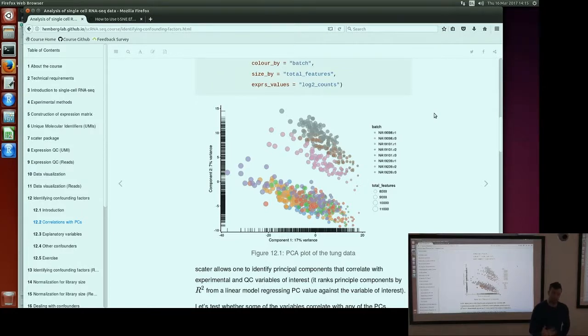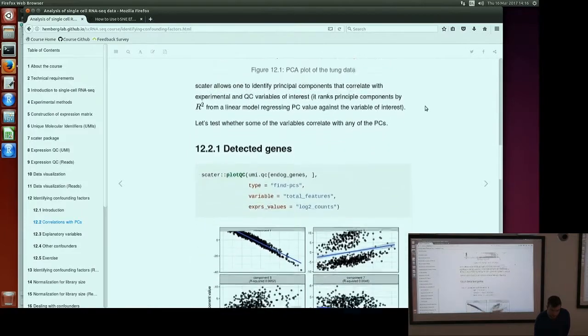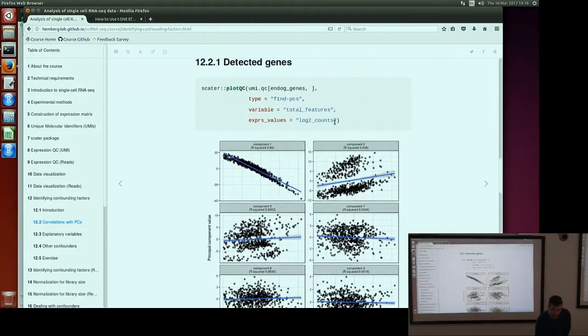But to interpret what the PCA is picking up, we'd like to know what variables seem to be driving this signal in the PCA. And so with the plot QC function and the type equals find PCs, we can take a variable of interest, so in this case total features, so the total number of detected genes per cell, and we can find which PCs are most correlated with that particular variable of interest. So we're starting with total features.